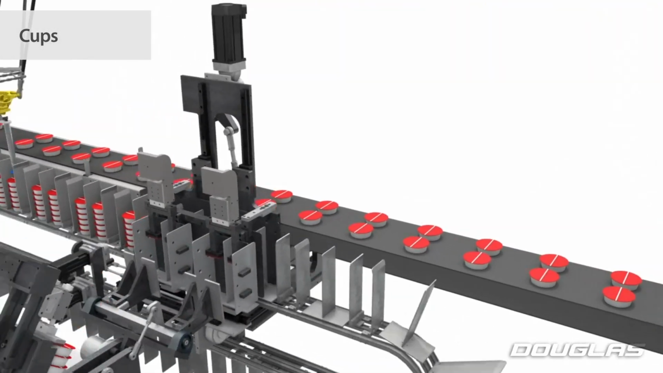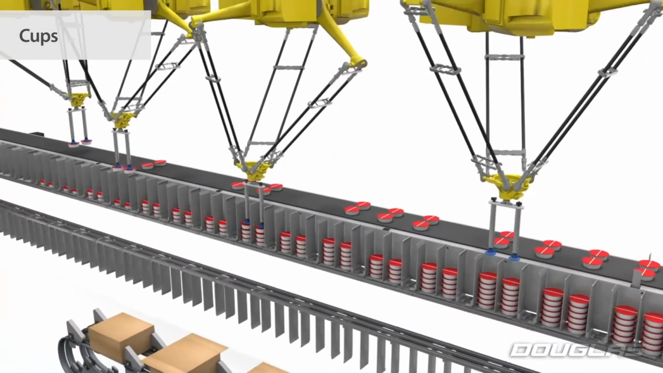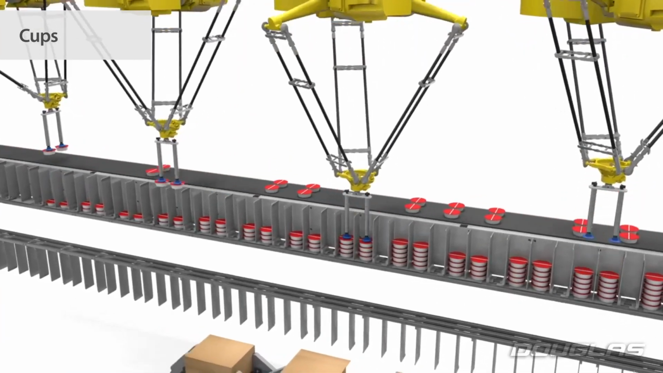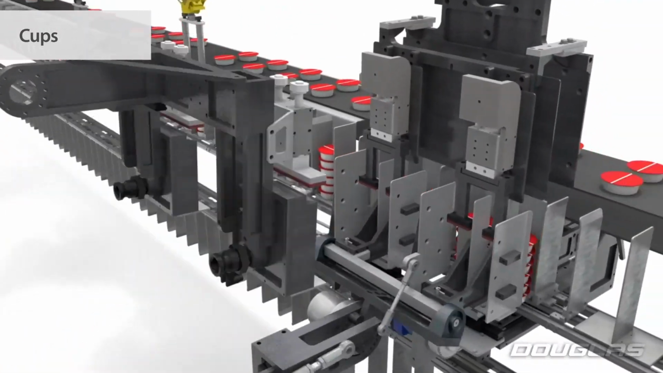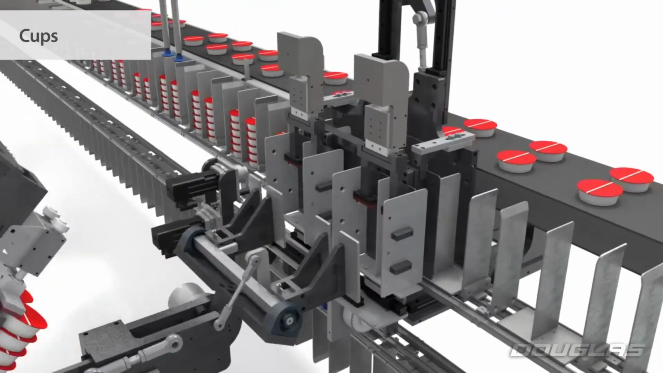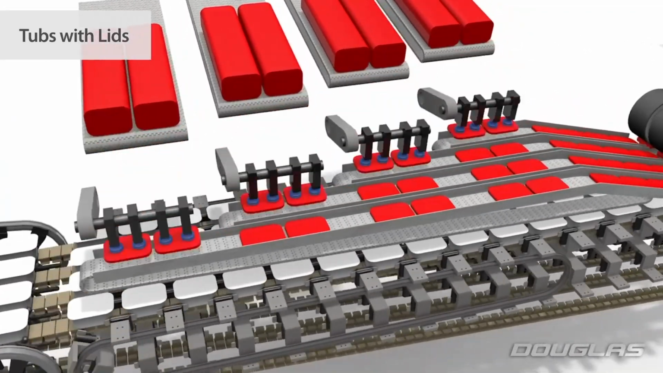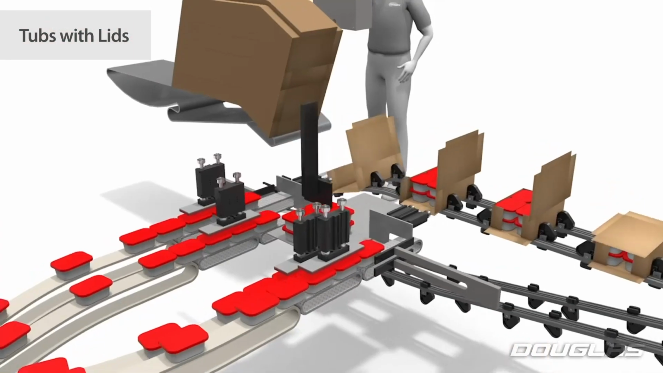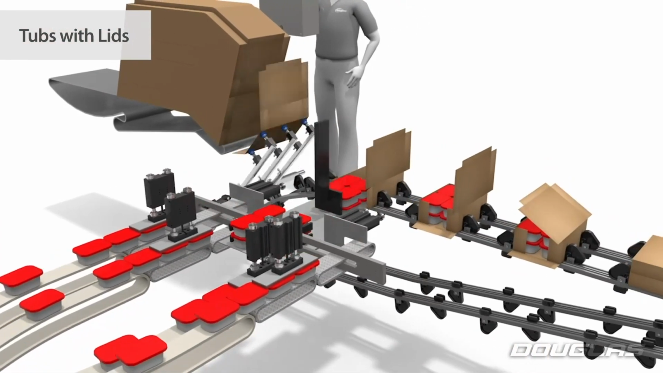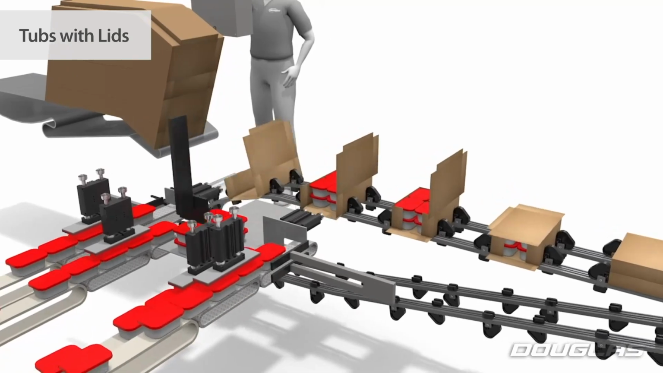Products like cups and cans can also be properly oriented to be ready for display trays, with stacks picked and loaded into trays and, subsequently, cases. For this tubs and lids application, 4 separate lanes are used to snap lids onto tubs, which are then fed into cases in a 2x2x2 pack pattern.